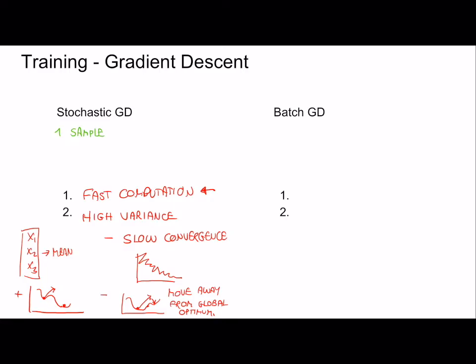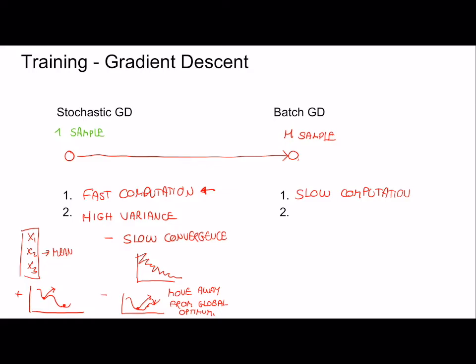On the other end, we have batch gradient descent. In batch gradient descent, we use the entire data set, m samples, at every time step to compute the gradient. So this is obviously slow computation, because now you need to forward propagate all the samples, compute their errors, and calculate the gradients using those errors. This might take forever, especially if we have a very large data set.